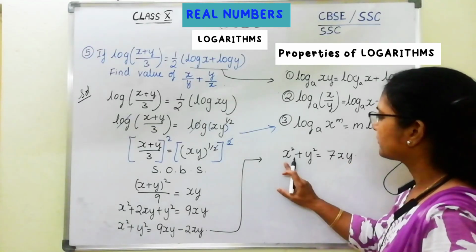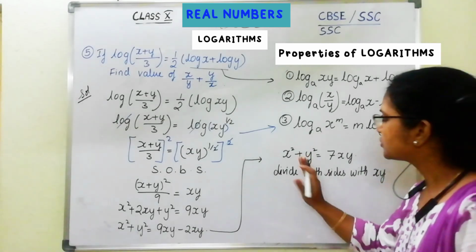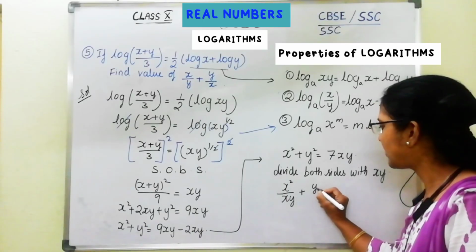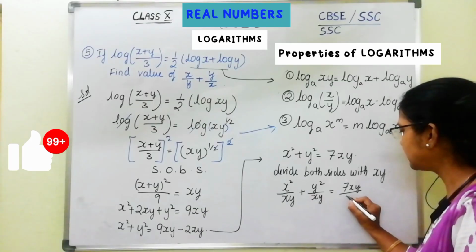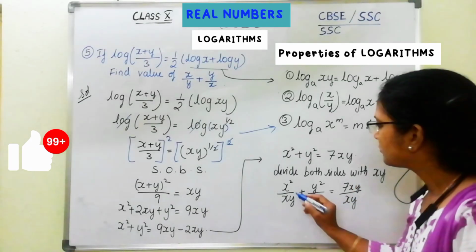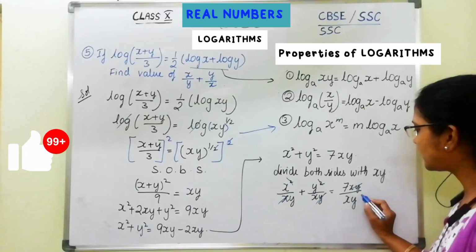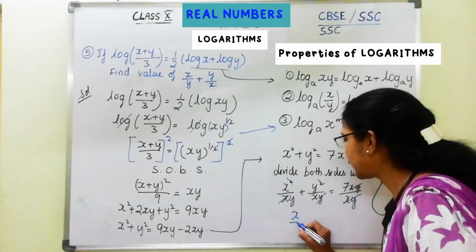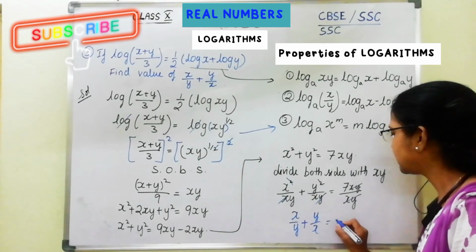As it is 7xy and here also x square plus y square, divide both sides with xy. So when we divide like that, x square by xy plus y square by xy is equal to 7xy by xy. We are dividing with xy on both the sides. So we can cancel 1 x, 1 y, xy and xy. What are we left over with? X by y plus y by x is equal to 7.